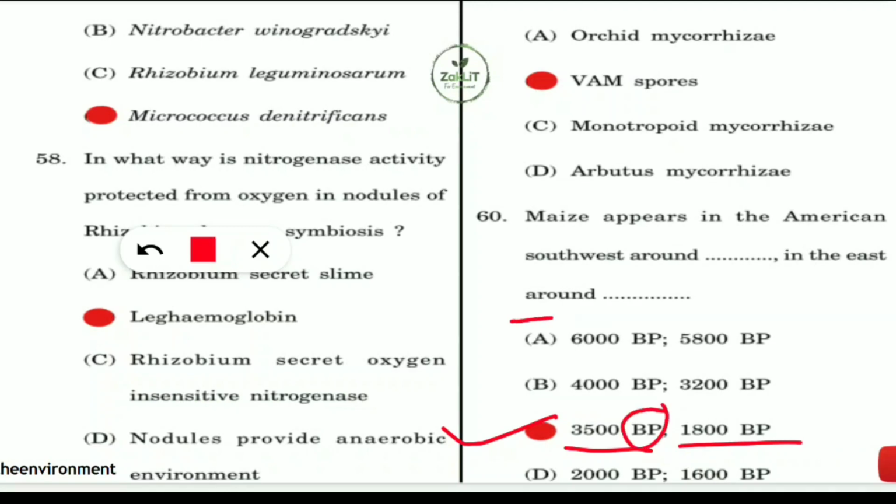So what is this BP? You should know it for general knowledge. It is before present years. That is a time scale. So 3500 years before present, maize appeared in the southwest of America, and in the east of America it appeared around 1800 years before present.